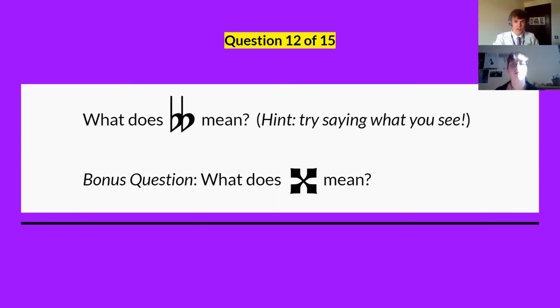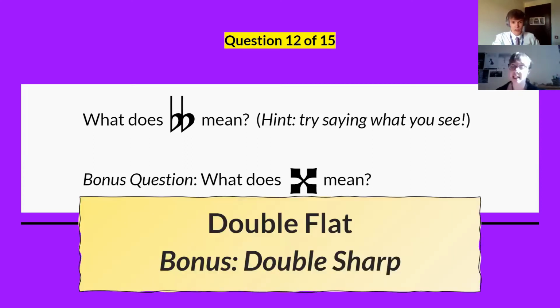Question number 12, what does this symbol mean? Well, here we've got 2 flats next to each other. So this is a double flat. And the bonus question is a double sharp. So the double sharp's a bit rogue, it's a bit weird, but it's just one you have to know. But double flat is very much say what you see. Yeah, and it does what it says as well.